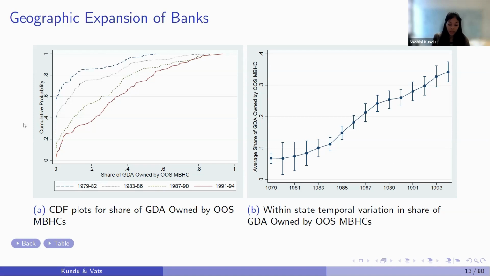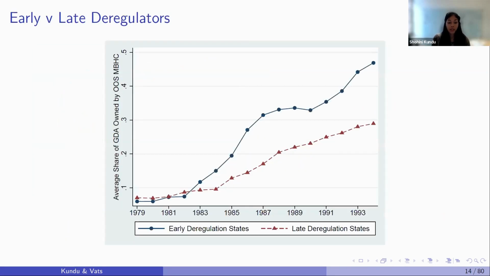We also look at the within-state temporal variation in the share of gross domestic assets owned by out-of-state bank holding companies. We find that the average share increases over time, which suggests that banks are indeed expanding into states after deregulation occurred. We also find key differences between early and late deregulators. When we aggregate the share of gross domestic assets held by out-of-state bank holding companies and compare early deregulators to late deregulators, the average share is higher for the early deregulators.